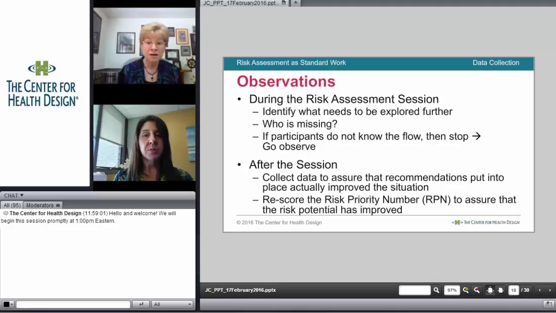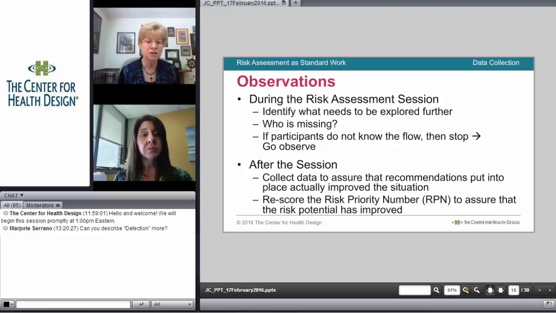Well, you want to understand who might be missing in the room. If you can't do the flow to begin with, you need to stop and either go observe or go get the right people, reschedule, because if you can't do the flow, that means people in the room truly do not understand the process. So that's the first critical step. And you might want to go forward and say, for the next part of an FMEA that we're going to do, we need to add somebody else. So you have to be mindful about that.